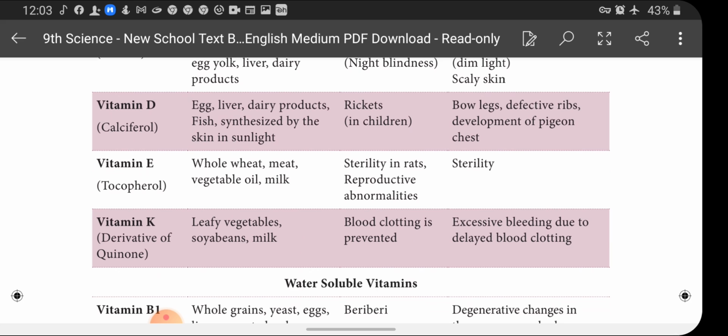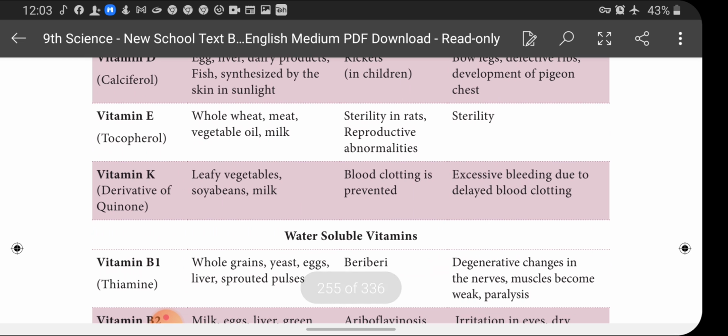And its deficiency disorder is rickets in children, and another one is osteomalacia in adults. That is not given in our book, it's given only for children. Rickets in children is a deficiency disorder of vitamin D, and the symptoms of this disease are bow legs, defective ribs, development of pigeon's chest. So these are the symptoms of rickets.